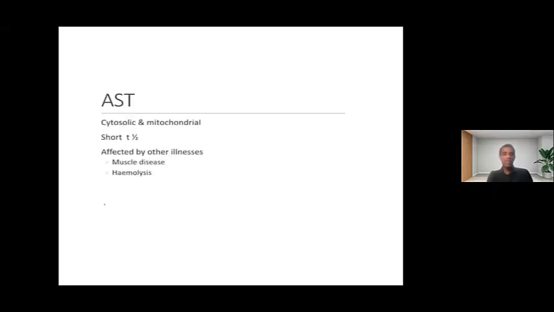The AST you mainly see inside the mitochondria. It has a shorter half-life, about 24 hours, and it is affected by other illnesses. Any muscle disease or hemolysis can also give rise to elevated AST, because it's not liver specific.